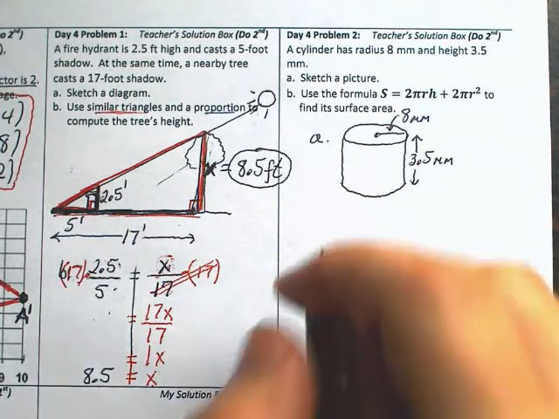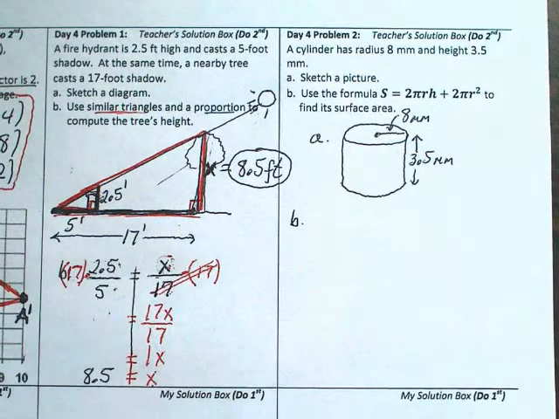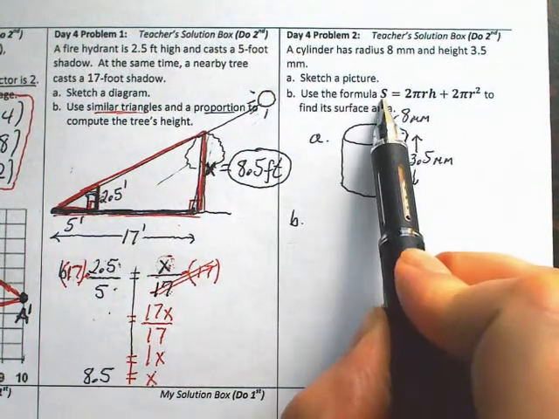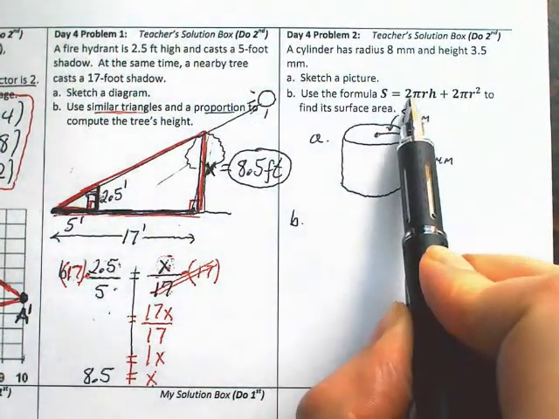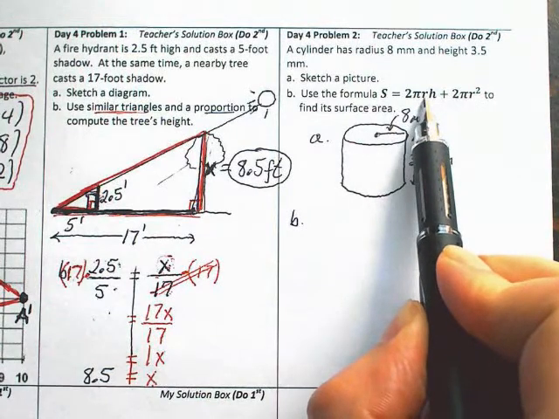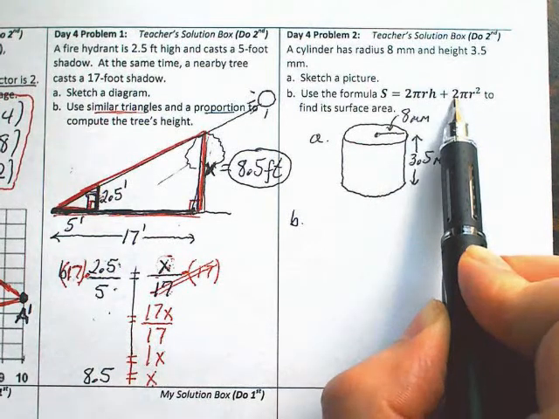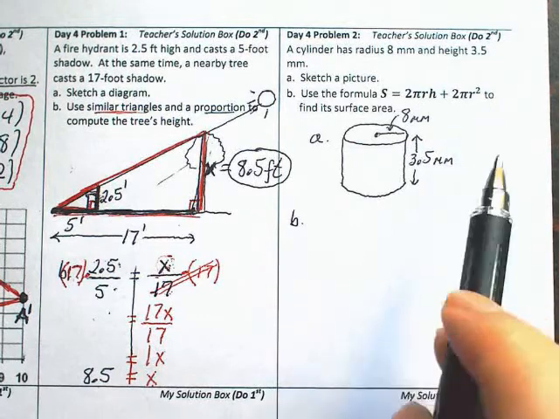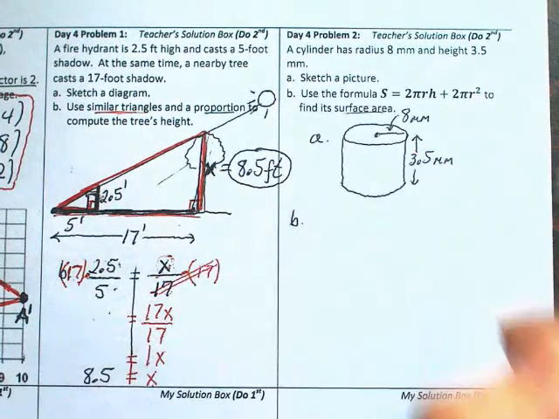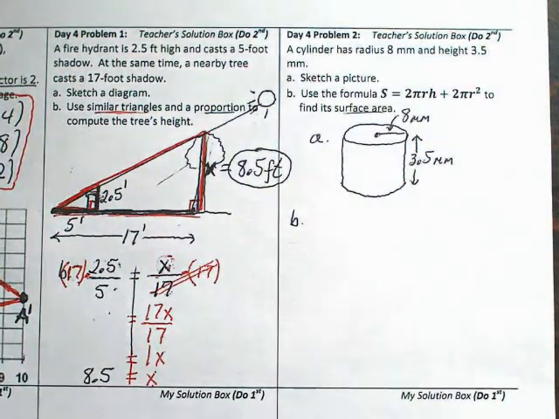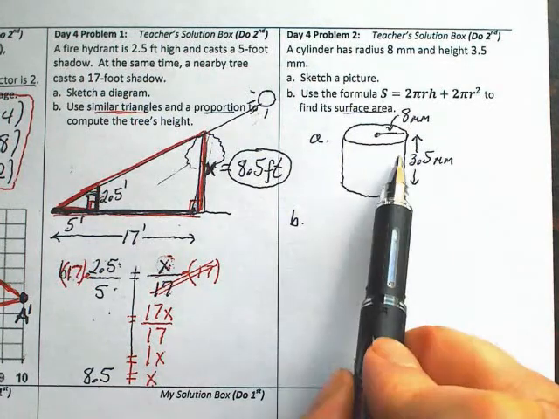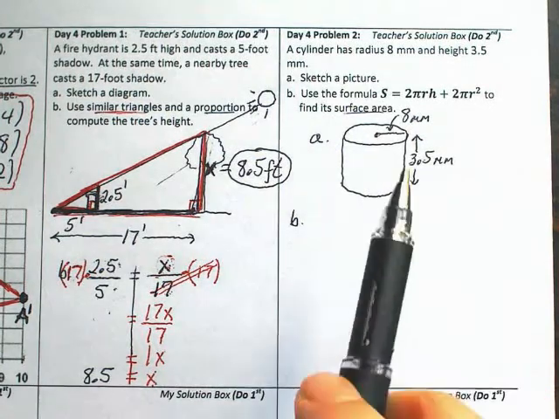There is our picture. Now part B. Use the formula S equals 2 pi r h plus 2 pi r squared to find its surface area. So we are asked to find the area of all surfaces of this three-dimensional object.